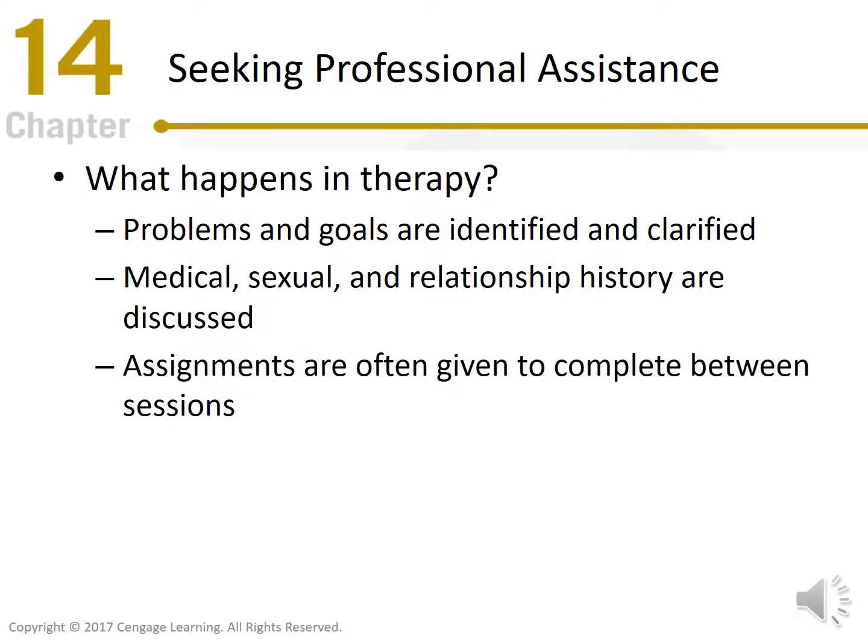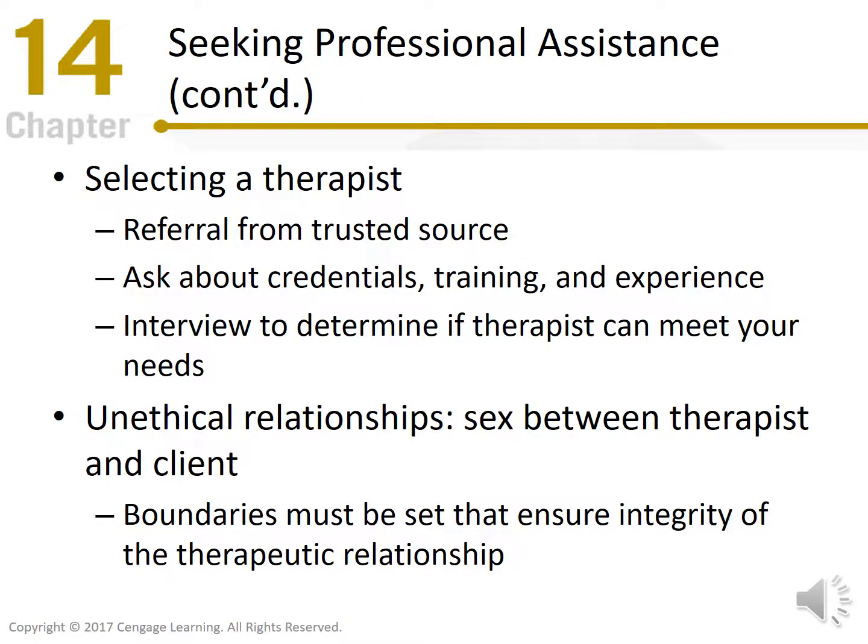Seeking professional assistance. What happens in therapy? Problems and goals are identified and clarified. Medical, sexual, and relationship history are discussed. Assignments are often given to complete between sessions. Selecting a therapist. Referrals from trusted sources are a good place to start. Ask potential therapists about their credentials, training, and experience. Interview to determine if the therapist can meet your needs.